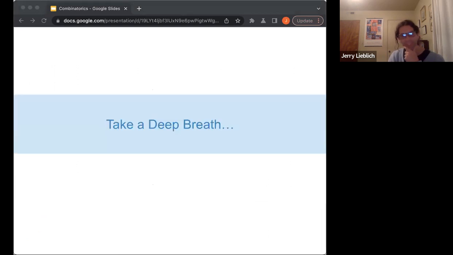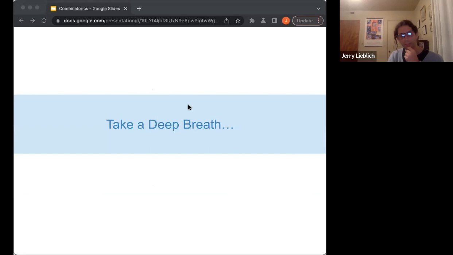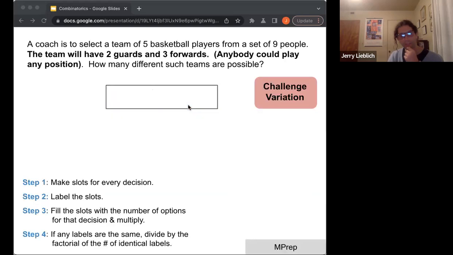Okay, let's keep going. We're going to make this a little harder now. So far, when we've done these and we've had repeated numbers or repeated roles, they've all been the same. We're now going to change things a little bit. So now we're looking for 2 guards and 3 forwards. See if you can figure out how this works and send me your answer, please.